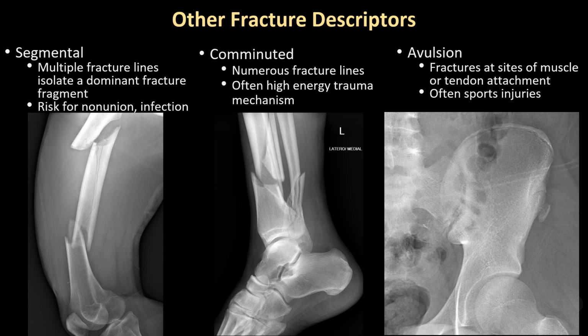Really common sites of these include the knee, the shoulder girdle, the elbow, the ankle. So you'll see these really commonly in sports injuries, and it'll just be a little piece of the bone that came with the muscle or the tendon attaching onto the bone.